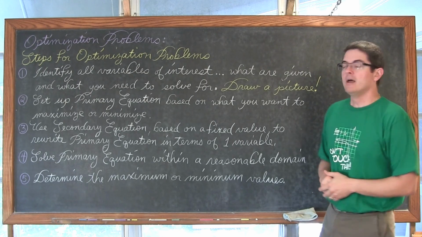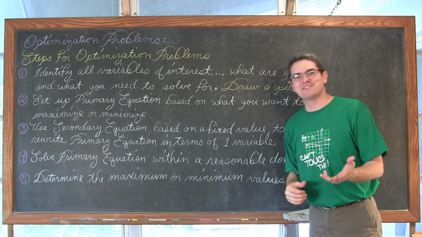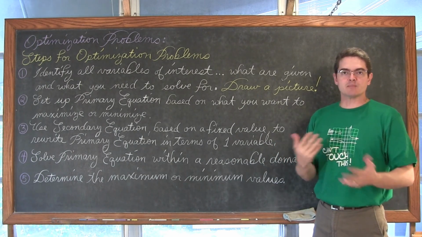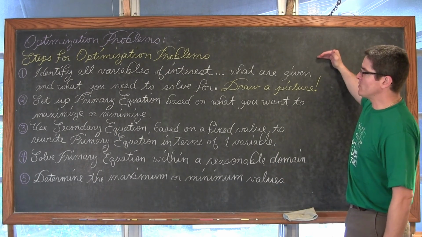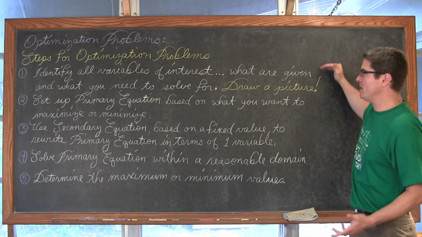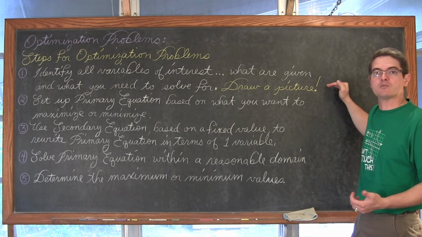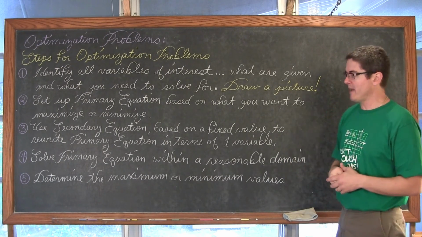on some parameters. And to do that, we're going to walk these 5 steps, hopefully the same 5 steps you saw me introduce in my previous video where we did some maximization and minimization problems dealing with length. So we're going to identify all the variables of interest, what you are given, and what you need to solve for. And again, just like in the previous video, draw yourself a picture so you understand what these numbers represent and what a reasonable domain is.